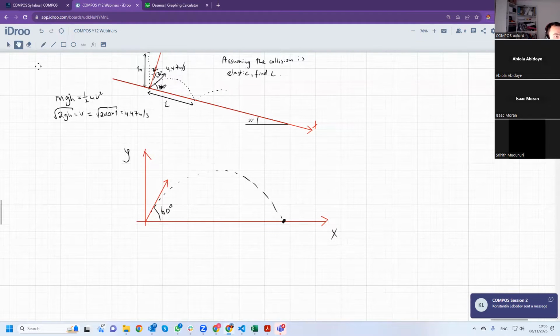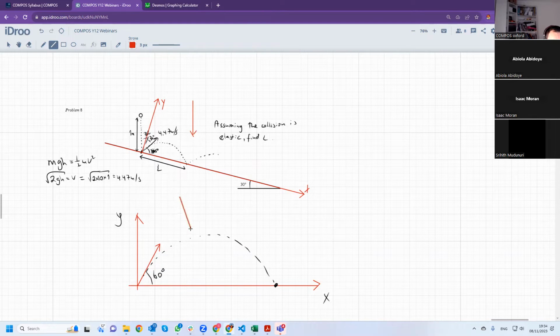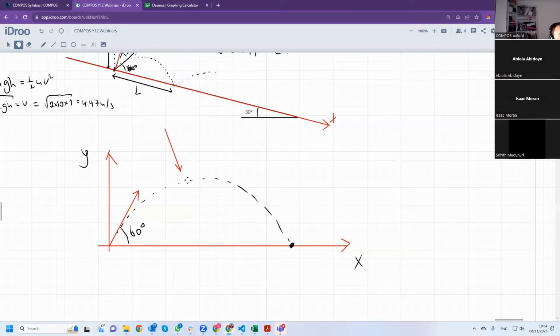However, you need to take into account that the acceleration is like this. Acceleration is downwards. So acceleration in this case is going to be this way because you're going down slope. So you're accelerating down as well as up. So acceleration in the x direction is going to be g sine 30 degrees, and ay is g cos 30 degrees. And the equation of motion, this is going to be v0.